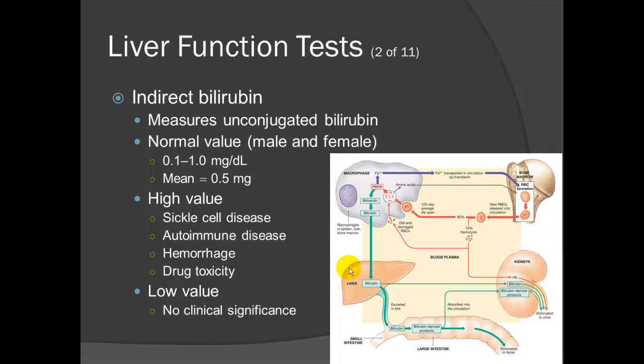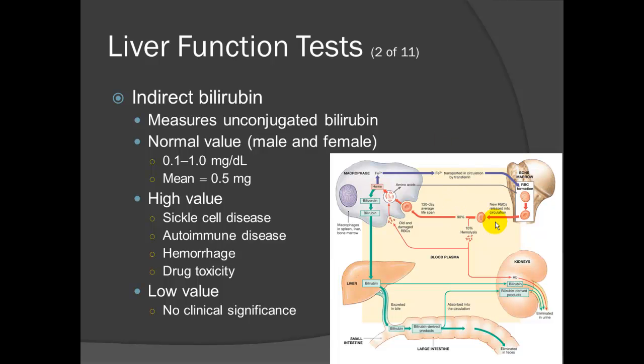Indirect bilirubin measures unconjugated bilirubin. Normal value 0.1 to 1 milligrams per deciliter. The mean is about 0.5. High value of this is going to be sickle cell disease, autoimmune disease, hemorrhage, drug toxicity. Low value has no clinical significance.